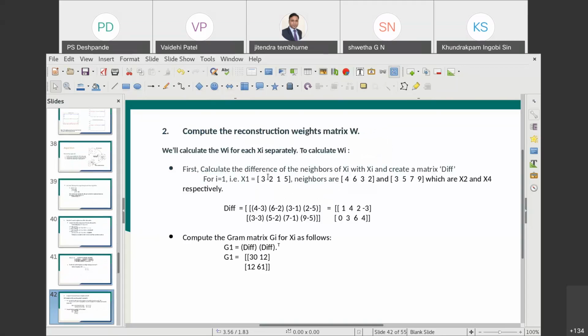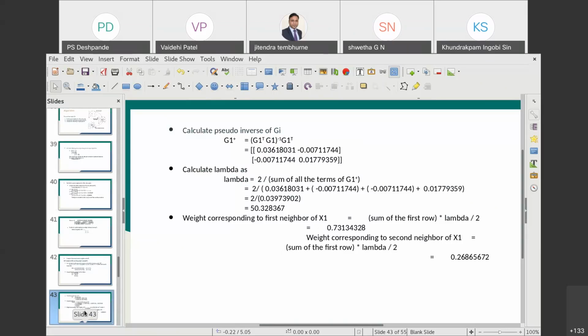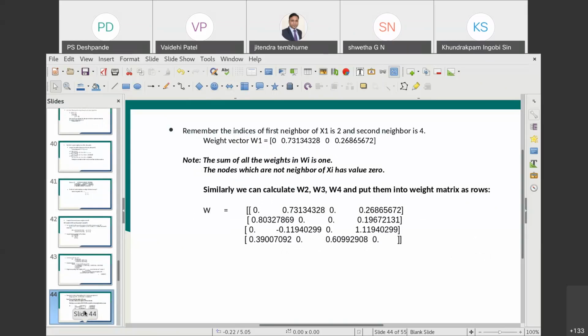And then for each neighbor, you calculate the difference matrix. For example, x1 is 3, 2, 1, 5, and its neighbors are 2 and 4, then you will get the difference like 4 minus 3, then 6 minus 2. So you get a difference matrix. And then we calculate a Gram matrix, that is difference times difference transpose, and then you calculate the inverse of it to get a weightage of each neighbor. And that will form the weight matrix. Normally, the row-wise sum of the weight matrix will be 1. And if the neighbor is nearer, then it has more weightage. That is the weightage calculation.